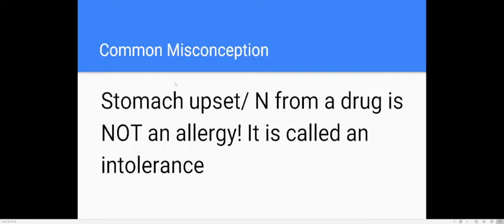But a common misconception is that a stomach ache or nausea from a drug is an allergy. This is actually called an intolerance. A common example of this is someone says they have a penicillin allergy. So what we do in the pharmacy is ask them, hey, what was the actual side effect from your penicillin? A lot of people say stomach upset. That's not an allergy, that's just an intolerance. One of the most common side effects from antibiotics is stomach upset and nausea. So it's actually just a side effect from the medication. But if someone says their lips swelled up, they have hives all over their body, that's more of an allergy to the medication. So just something to clear up with you guys.